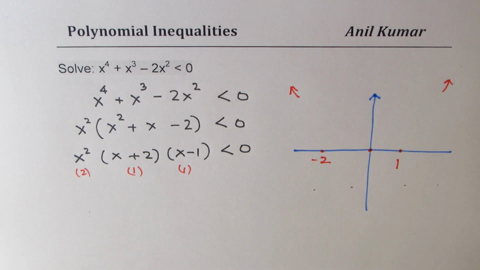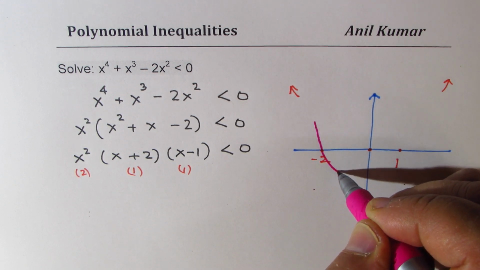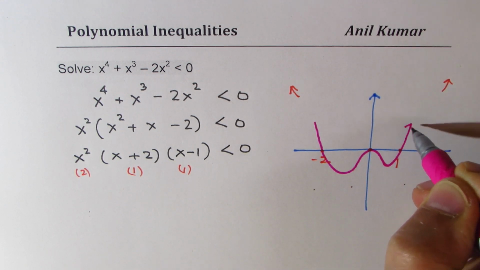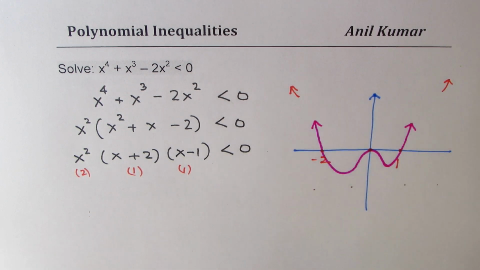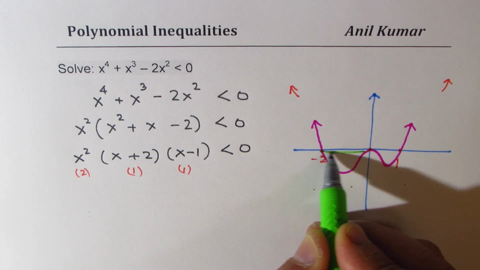Okay. Now you need to sketch the graph. So here is the graph for it. So it goes kind of like this, turns here. And the solution is the part which is negative. So we have this as our solution, right?